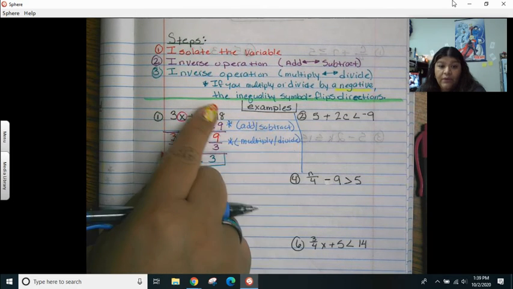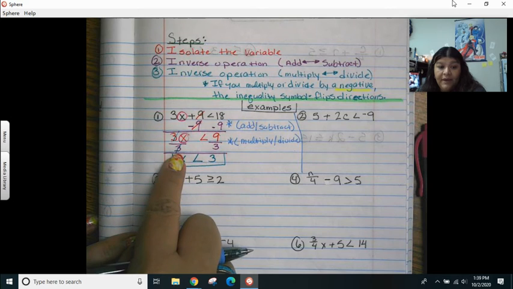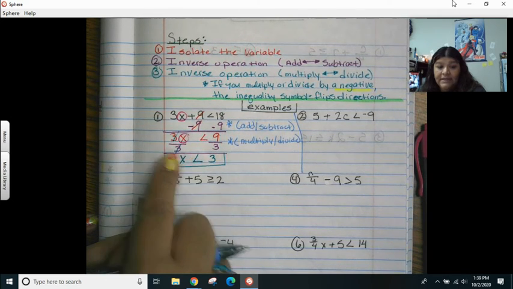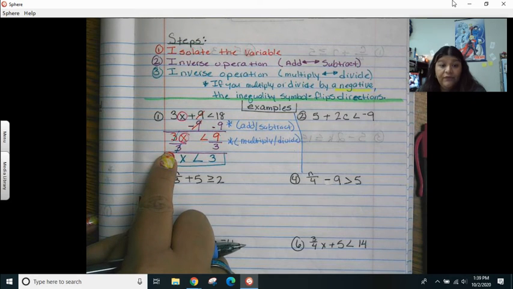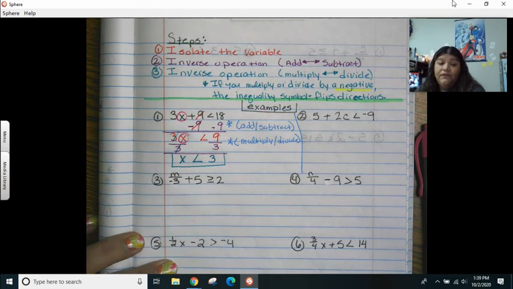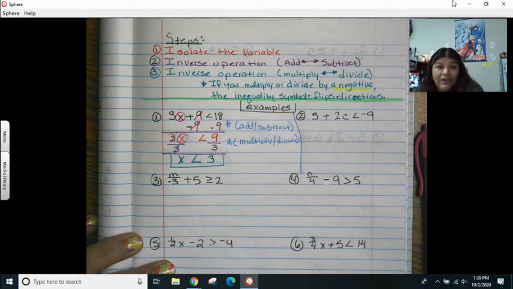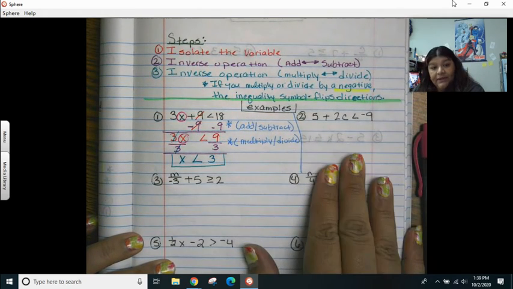Okay, and then don't forget the warning. If I divided by a negative, then my symbol would flip. But in this case, I divided by a positive, therefore my symbol stays the same. So your final answer is x is less than 3. Okay, and when you graph it, your circle will be an open circle, because 3 is not part of my answer. It has to be less than 3. Okay, good. Let's go to the next one, okay?